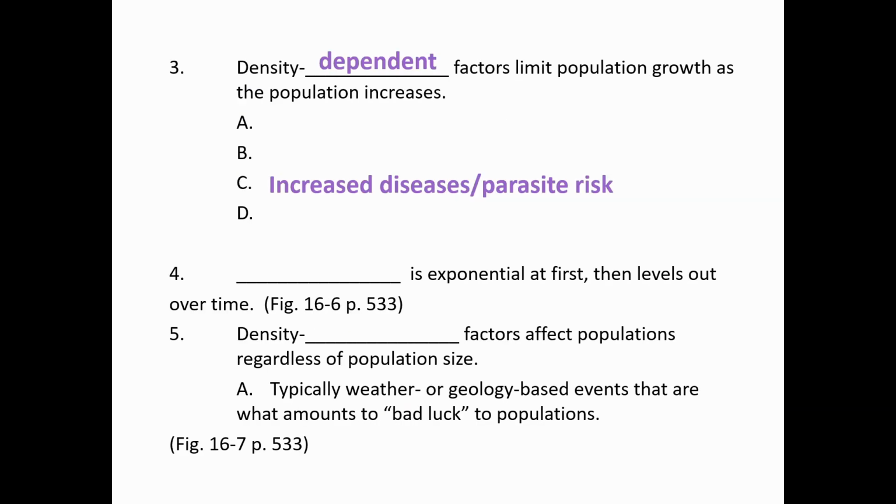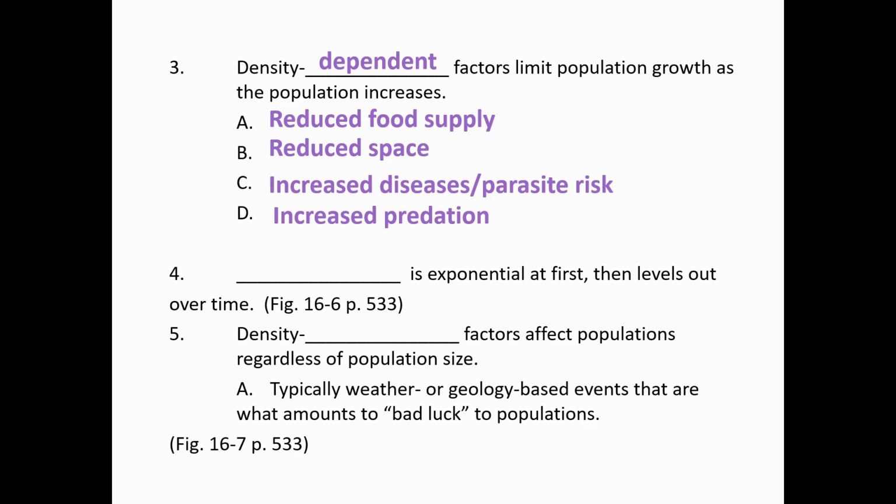Now, there's a few different types of factors. We can have density dependent and density independent factors. Density dependent factors limit population growth as the population increases. And so a lot of times we're thinking of things like resources that are available. So you only have so much food available. And if you have too many individuals in a given location, then you're going to run out of food. Same thing with reduced space. There's a finite amount of space. And so if you have a population that grows really rapidly, some individuals may be left out in the cold. They might not be given that space.